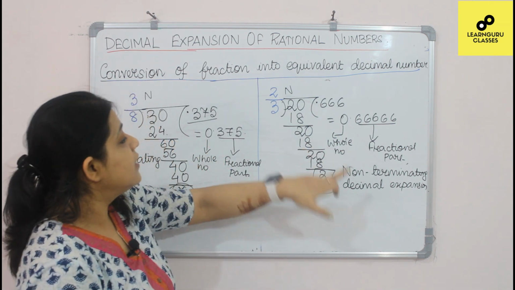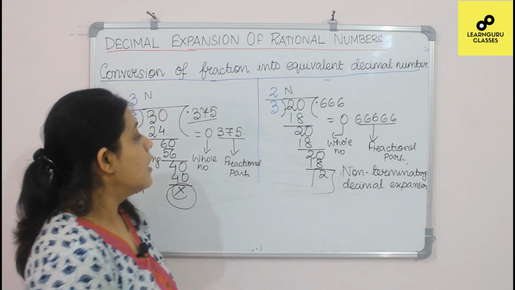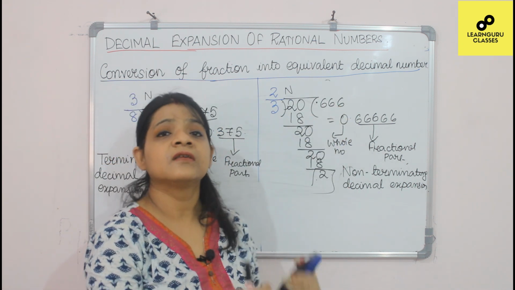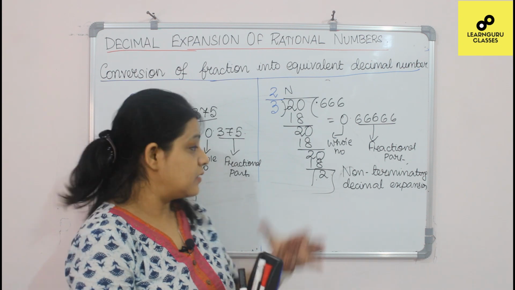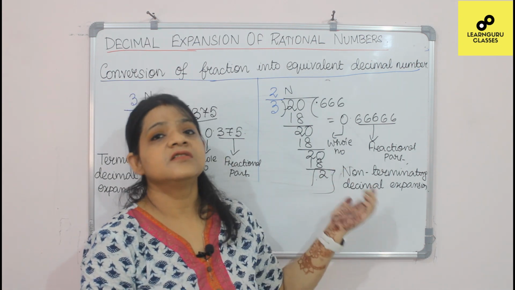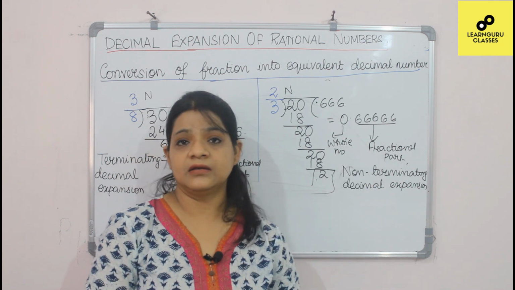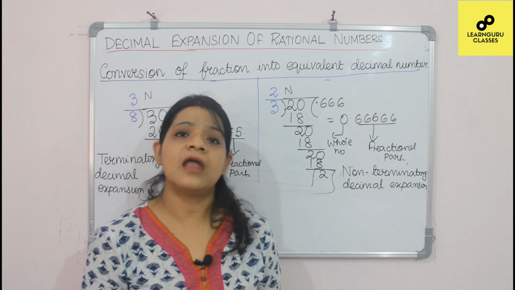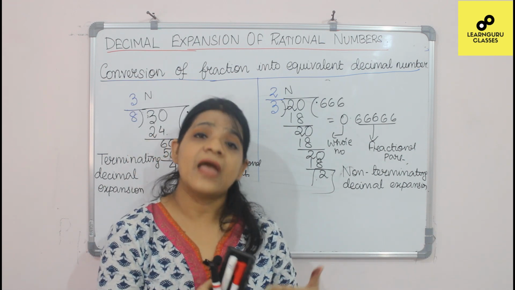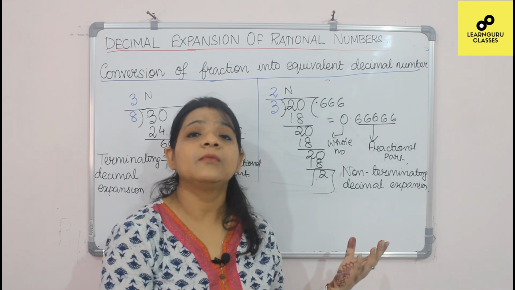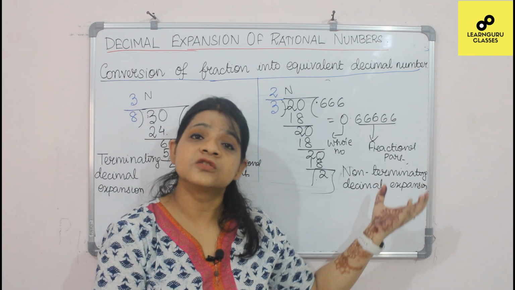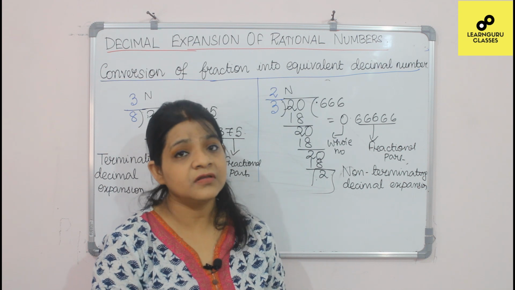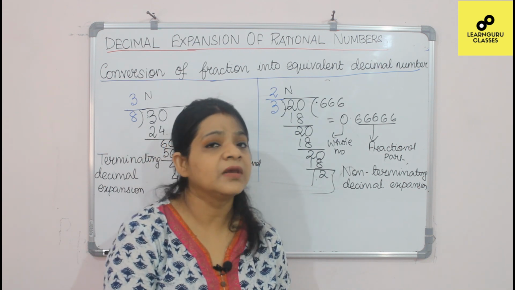Whereas in a non-terminating decimal expansion, the number of digits in the fractional part is infinite and there is no chance of the remainder becoming 0. So this is the difference between terminating and non-terminating. Terminating means you are ending the decimal, and non-terminating means you cannot end or stop the division further. These are the two basic differences.